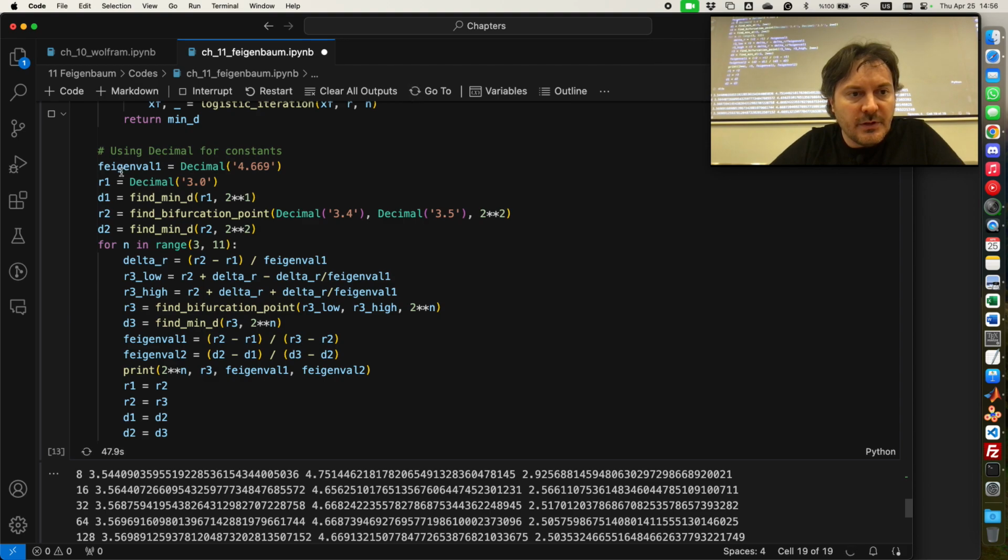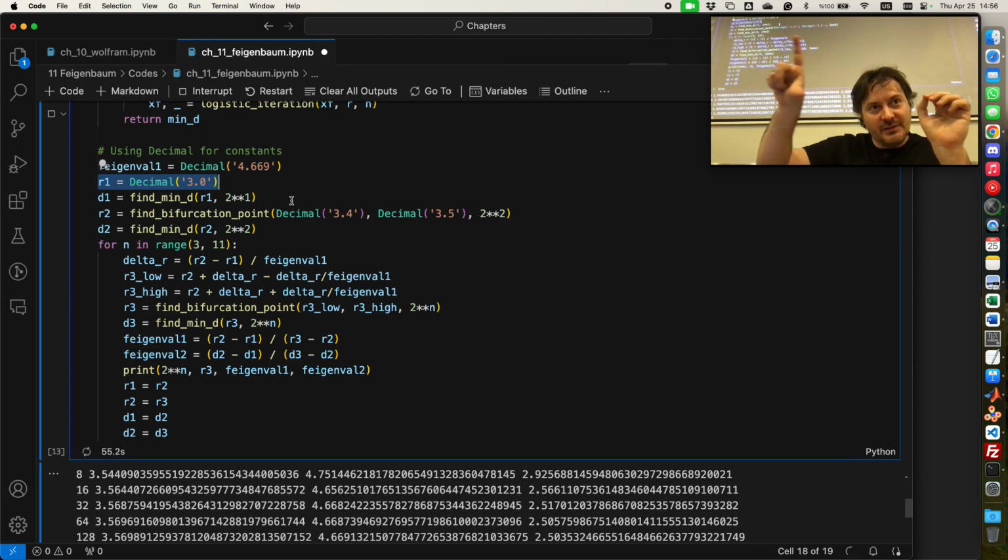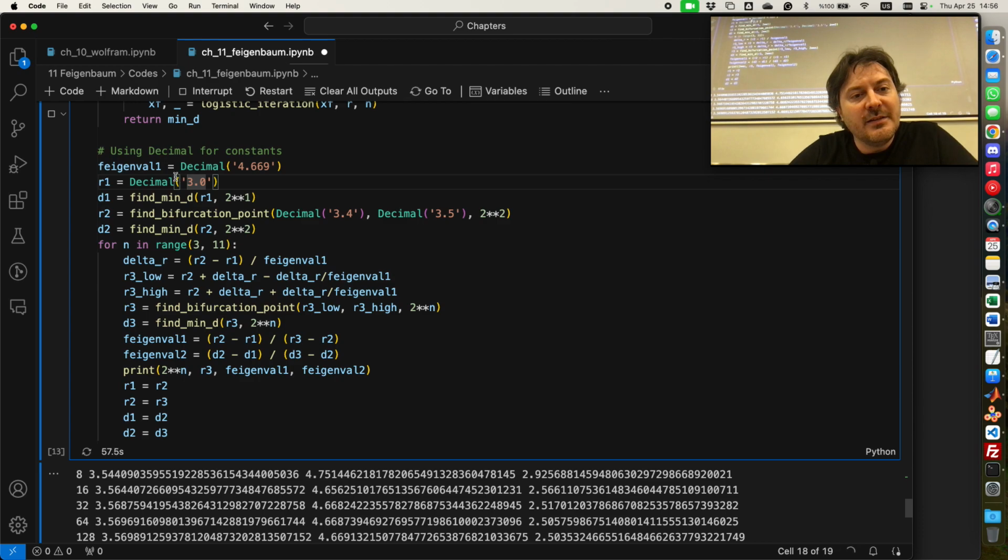So here is how it starts. R1 is 3. Do you remember 3 was the first place where it bifurcated? Where do we expect the next bifurcation to happen? We don't need to expect it. We actually find it with this function, find bifurcation point, and we are just giving it where we expect it to happen. We expect it to happen between 3.4 and 3.5, okay? And it finds that value exactly.